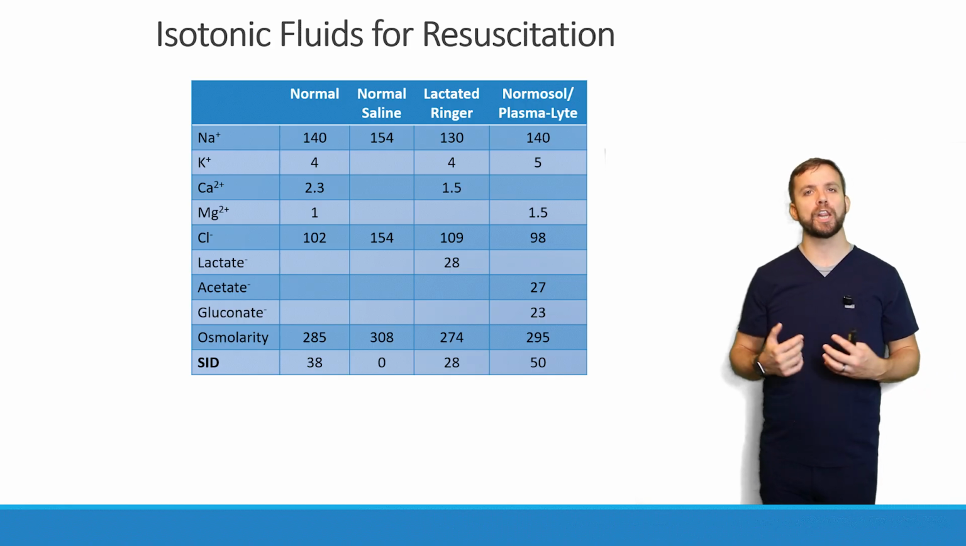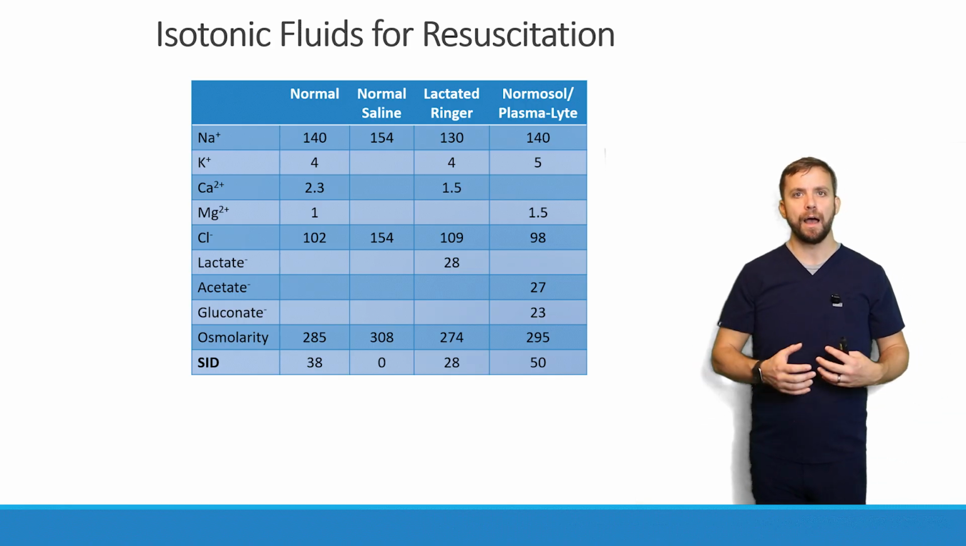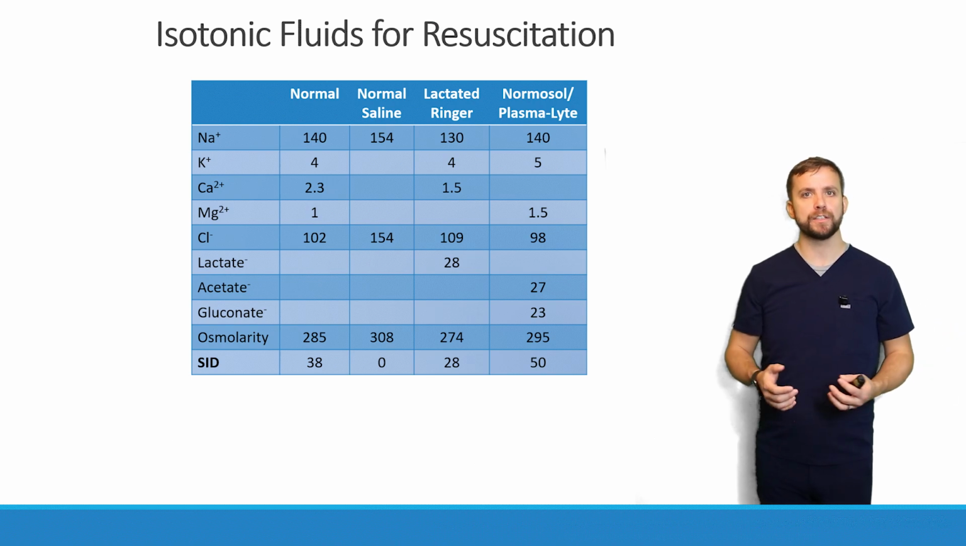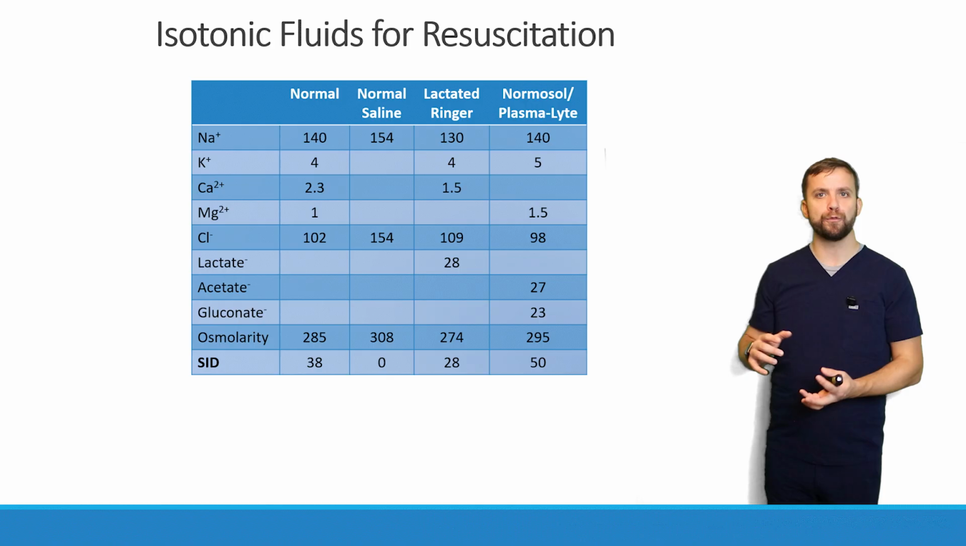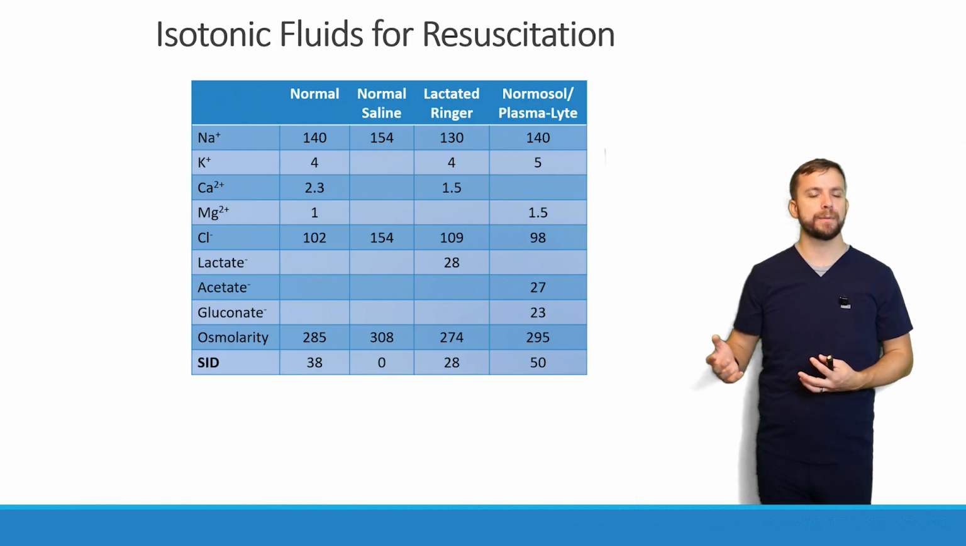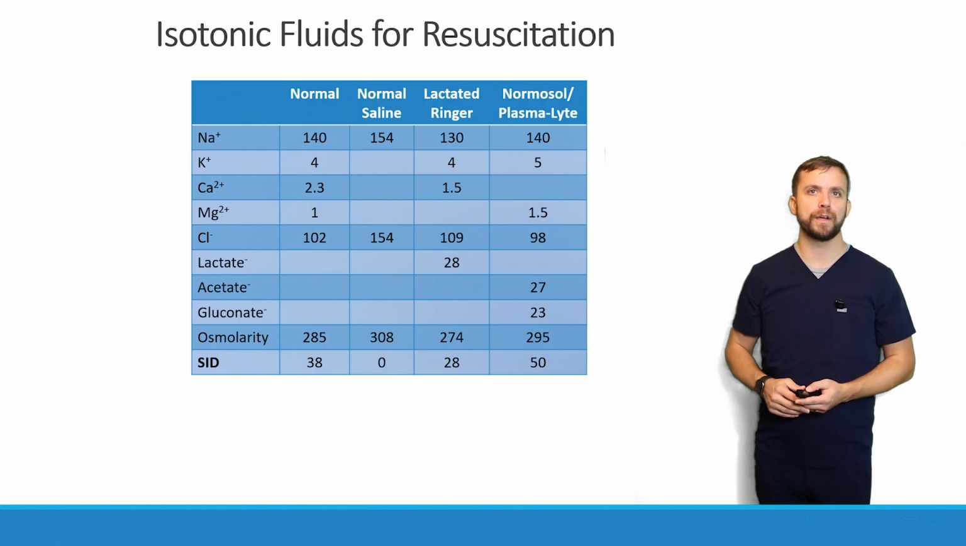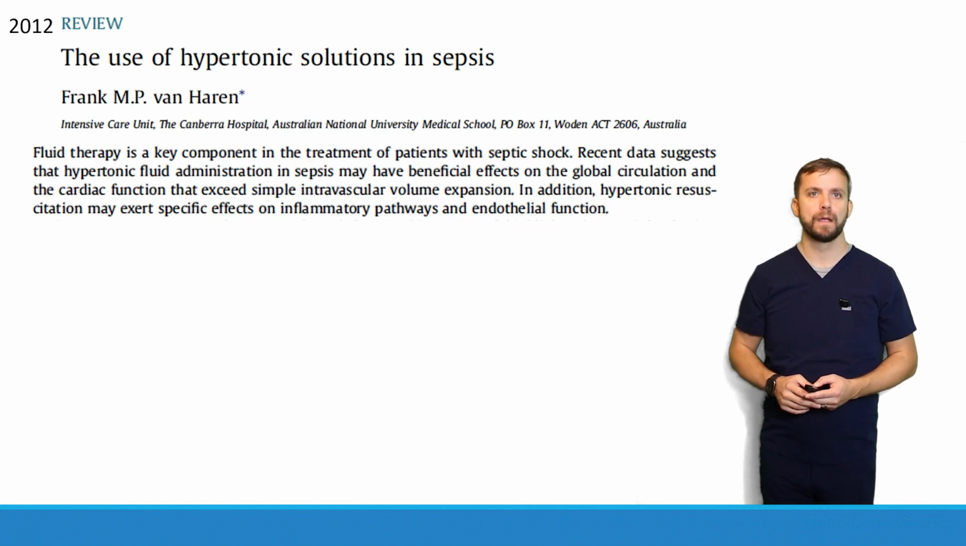So if you're going to be doing large volume resuscitation, over time, having that more hypotonic fluid may not be beneficial. You may get more benefit from something like a Normosol or a Plasma-Lyte that's going to be closer to 295, and it's going to have a more normal sodium whenever you're dealing with it.